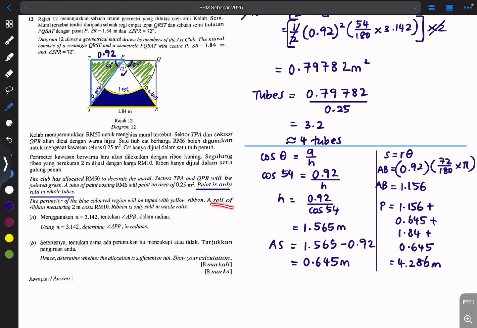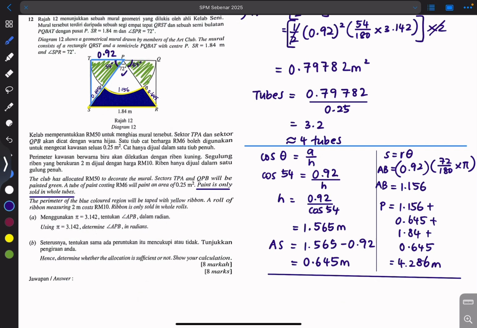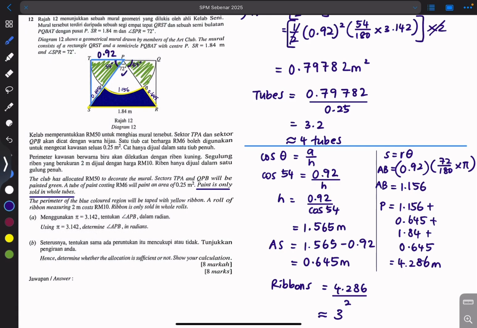Let's find how many ribbons we need. One roll of ribbon is 2 meters. So ribbons is 4.286 divided by 2. We need 2.143 rolls, but of course we can't buy 2.14, so we buy 3 rolls of ribbons.